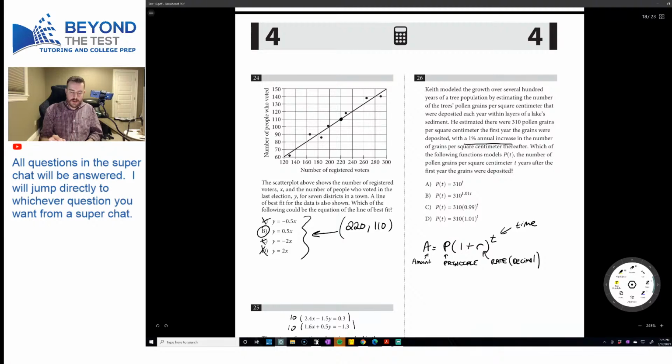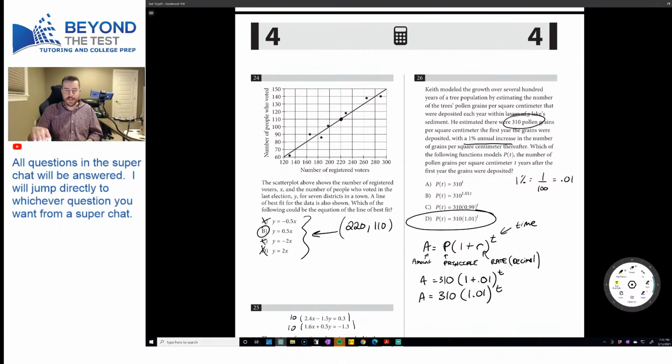So what we know here is that we started with 310. So we're going to put in our principal, our initial amount, to be 310. The rate it's increasing by is 1%. Now 1% is the same thing as 1 over 100, which is the same thing as 0.01. So this becomes 1 plus 0.01 raised to the t. So our amount here would be 310, and then 1 plus 0.01 would be 1.01 to the t. And we can see that that is choice D there. And that's all we're looking for in this one.